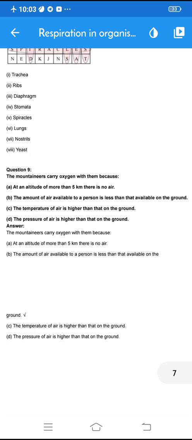So here the correct answer is the amount of air available to a person is less than that available on the ground. Okay, so whatever amount of oxygen is present for respiration on the ground, that is more. But when you go to the upper area, the amount of air available to a person is lesser than that on the ground. So as compared to that, as you go higher, it is less. That's why the mountaineer needs to carry oxygen cylinders with them.